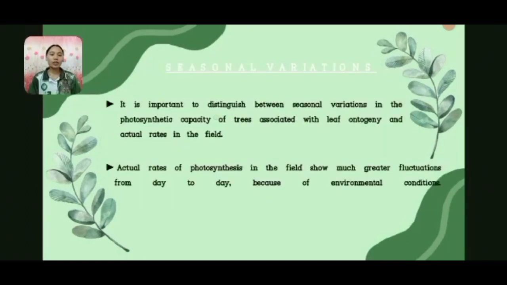So next one is seasonal variations. So for seasonal variation, it is important to distinguish between seasonal variation in the photosynthetic capacity of trees associated with leaf ontogeny and actual rates in the field. So it is also important nga mabalaan nato ang isa ka seasonal variation, because kung dili nato siya mabalaan, there might be a conflict.